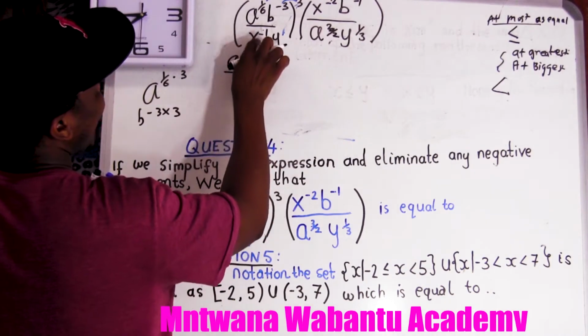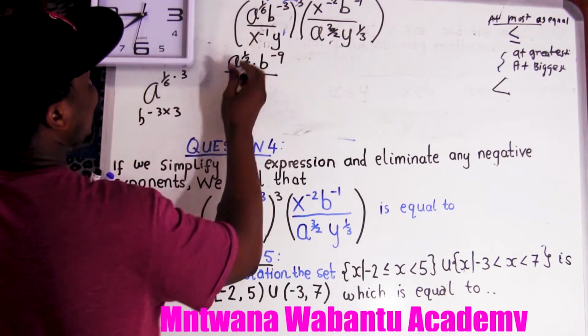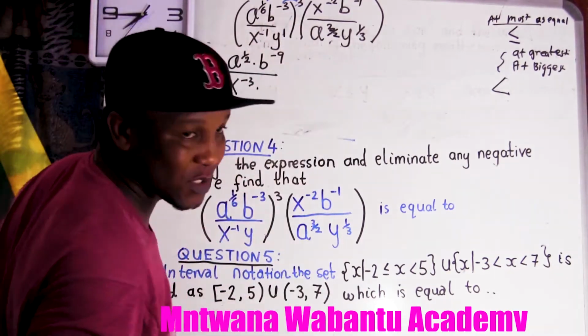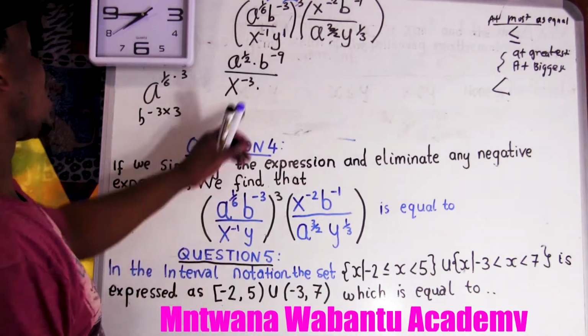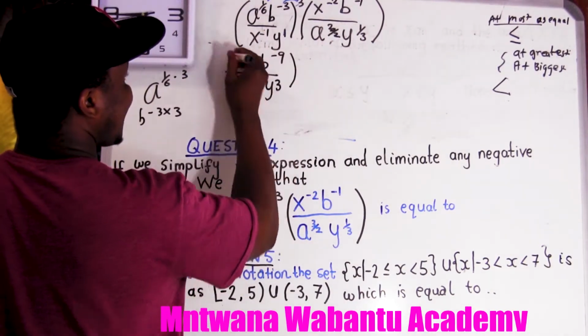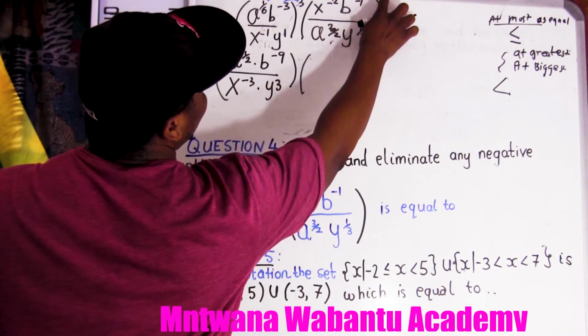Now we come here, you say X^(-1) times 3 is going to be X^(-3). Now same here. There's no power means assume it's power 1. So 1 times 3 equals 3. So Y^3. So this is what we have here. Now you come here. There's nothing you can do because you don't have any power.